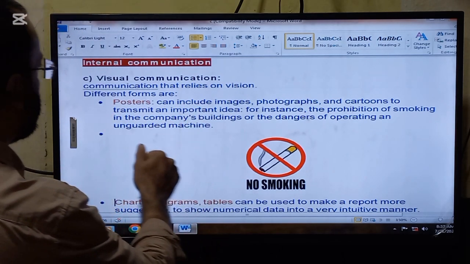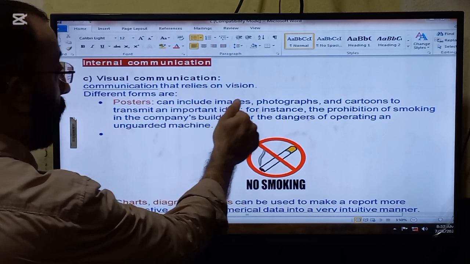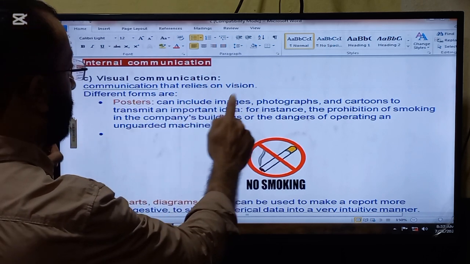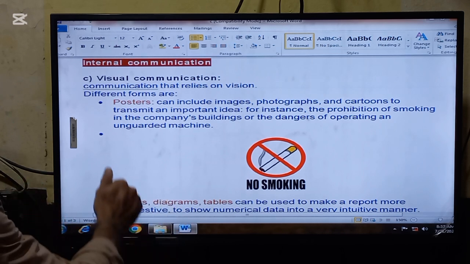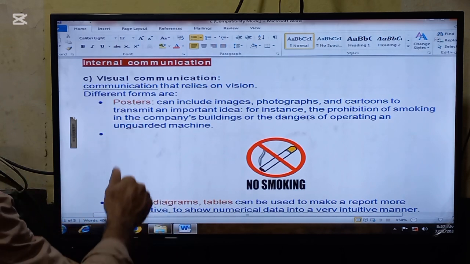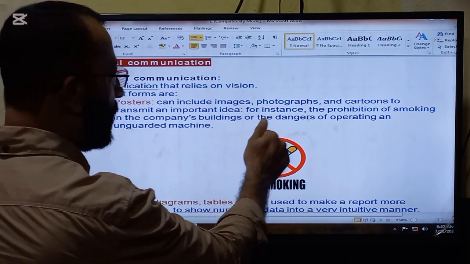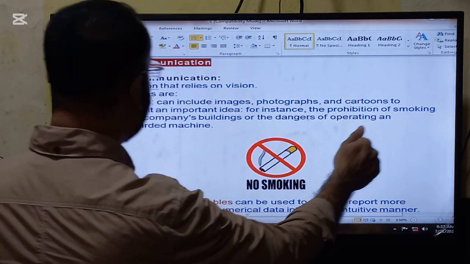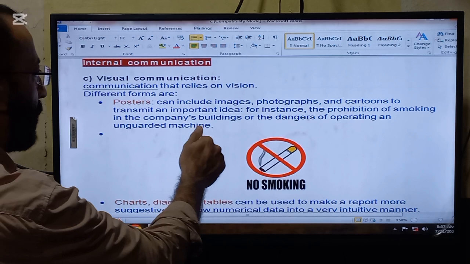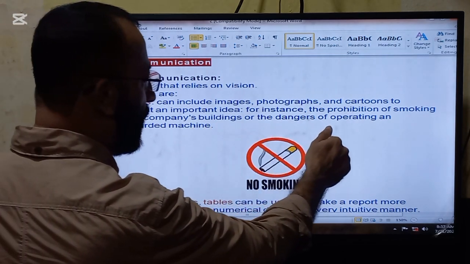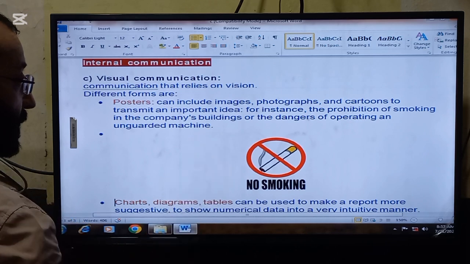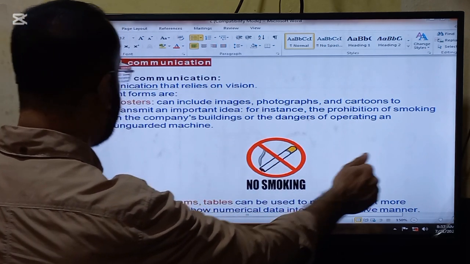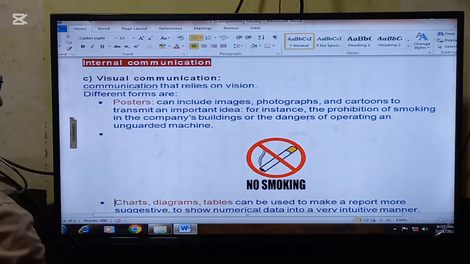Visual communication. Communication that relies on vision. So this is the definition of visual communication. There are different forms of visual communication. The first one is posters. Posters can include images, photographs, and cartoons to transmit an important idea. For instance, the prohibition of smoking in the company's buildings or the danger of operating an unguarded machine.